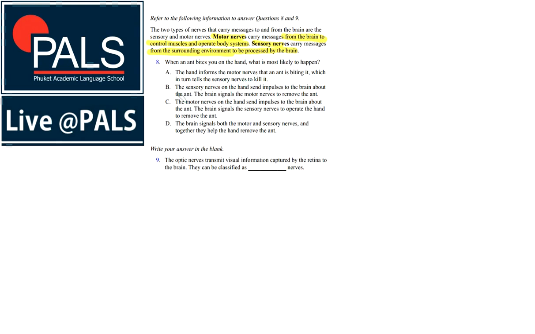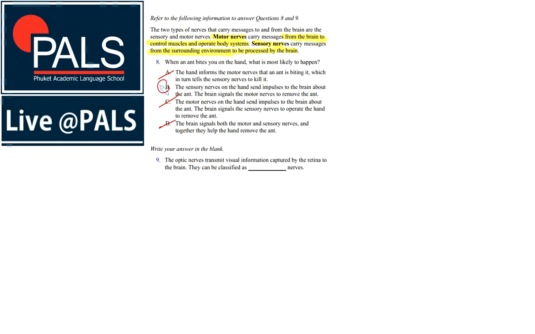The sensory nerves on the hand send impulses to the brain about the ant bite. The brain then signals the motor nerves to remove the ant with a muscle action of our other hand probably. The motor nerves on the hand send impulses to the brain. Nope, we can cross that out too. Again, a wrong order. The brain signals both the motor and sensory nerves, and together they help. Nope.